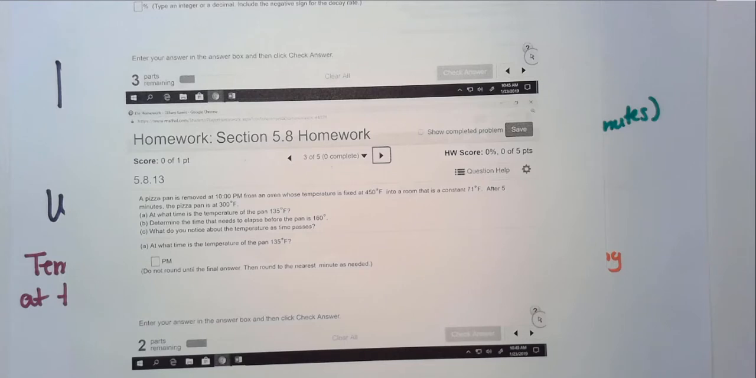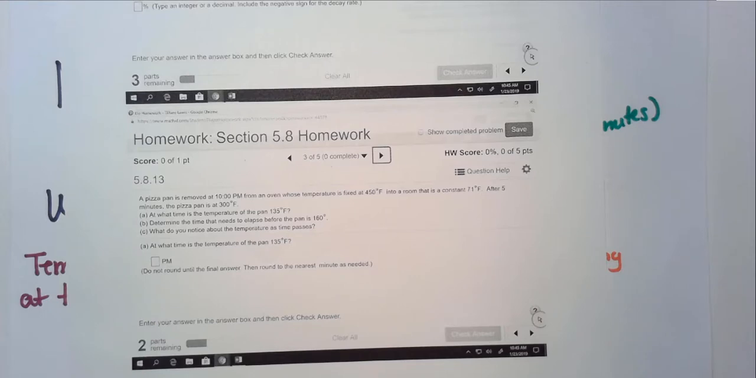A, at what time is the temperature of the pan 135 degrees Fahrenheit? B, determine the time that needs to elapse before the pan is 160 degrees Fahrenheit. And then C, what do you notice about the temperature as time passes?